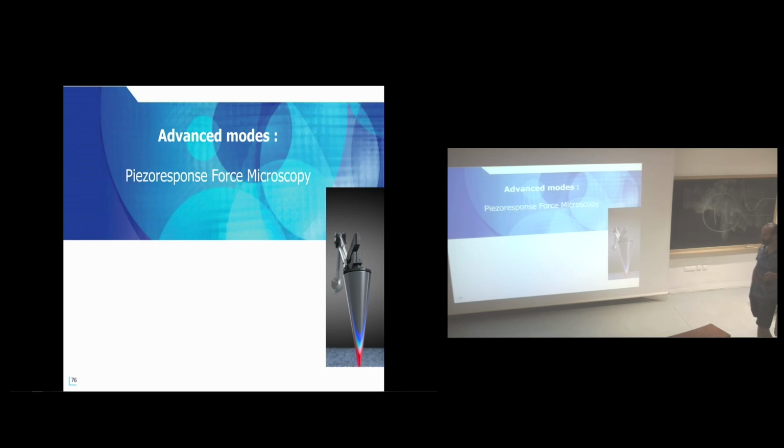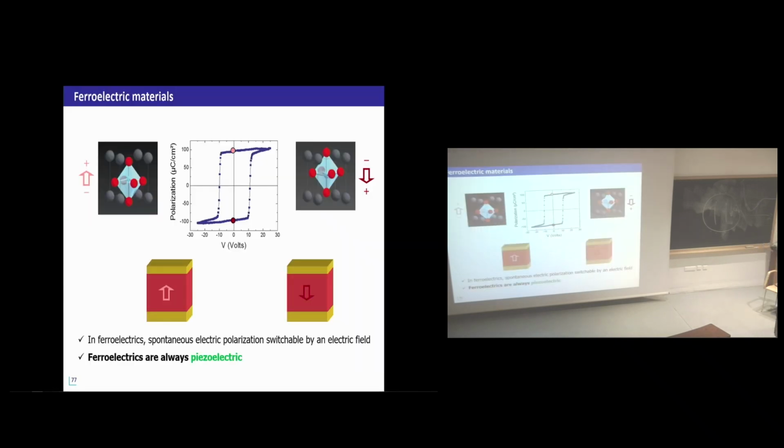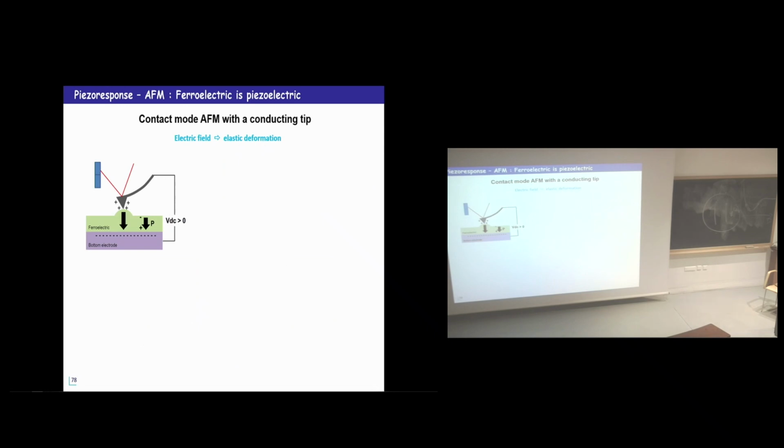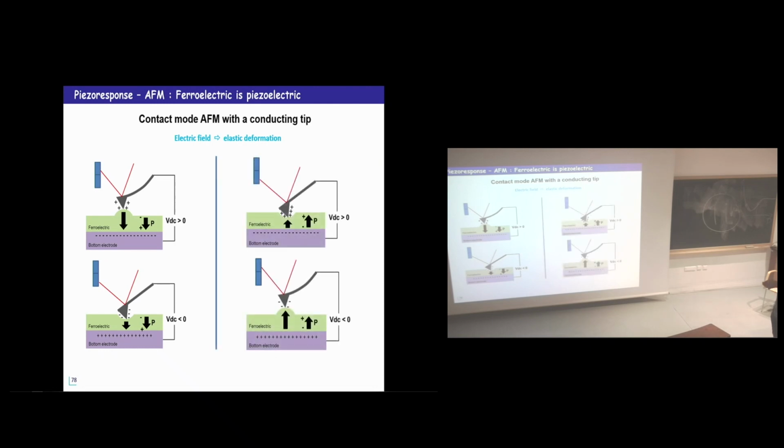Okay, PFM. Well, some of you know this mode pretty well. So ferroelectric material, you know. What is important is that all ferroelectrics are piezoelectric. And in fact, this is what we're measuring in this mode. So if you apply an electric field, you get an elastic deformation. Here you are using contact mode AFM, again, with a conductive tip. If you apply a positive voltage on the down polarization, the material expands. Negative, it shrinks. And exactly the contrary if the polarization is reversed.